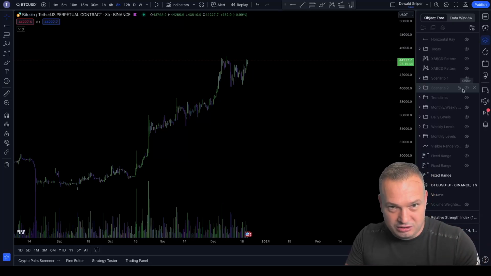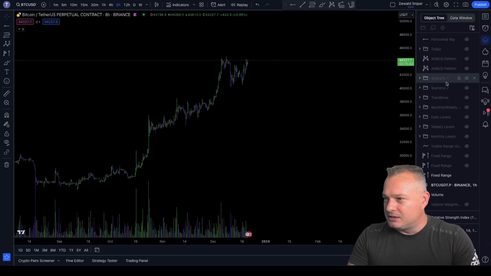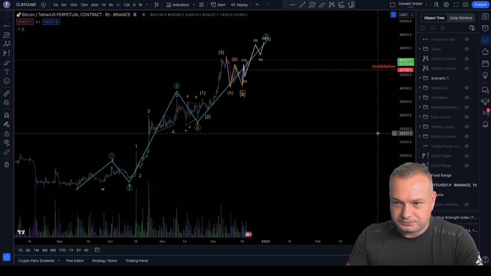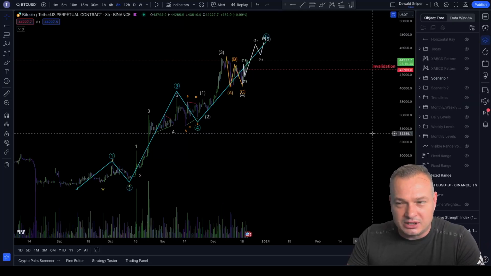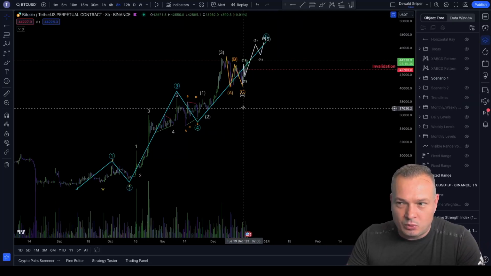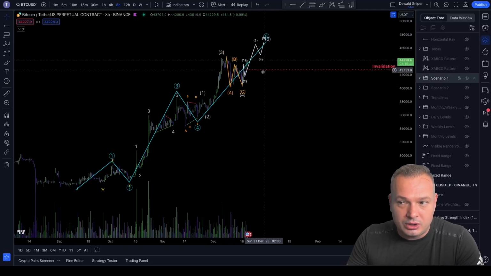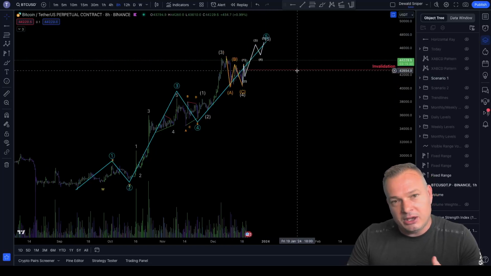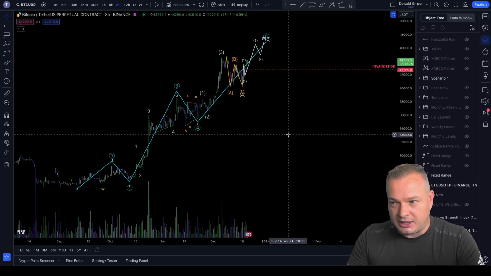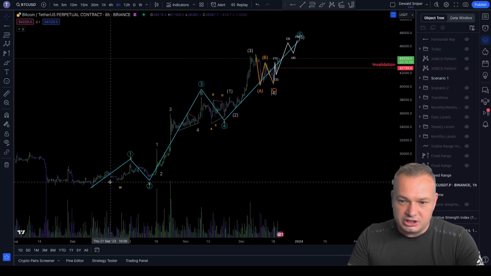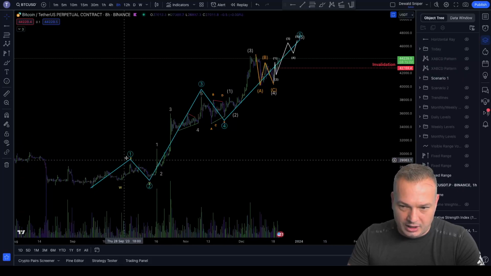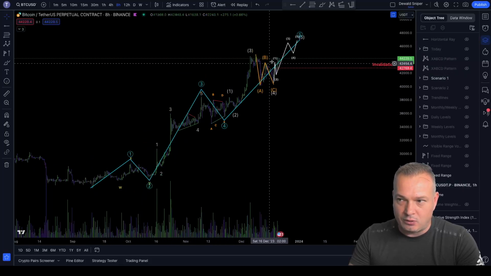Okay, let's get serious. Scenario number one. First, before we dive into the scenario, the one thing to keep in mind is that whatever happens locally here will determine the bigger wave structure going on. But this scenario is quite interesting, and to keep it simple, just look at this blue line that I have here, where I have the 1, 2, 3, 4, 5.